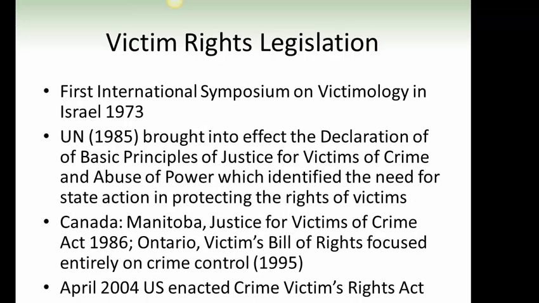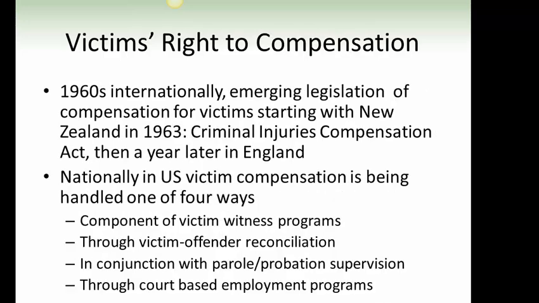Victim rights legislation. First International Symposium on Victimology in Israel, 1973. The UN brought into effect the Declaration of Basic Principles of Justice for Victims of Crime and Abuse of Power, which identified the need for state action in protecting the rights of victims. Canada, Manitoba Justice for Victims of Crime Act, 1986. Ontario Victims' Bill of Rights focused entirely on crime control. April 2004, the U.S. enacted the Crime Victims' Rights Act.